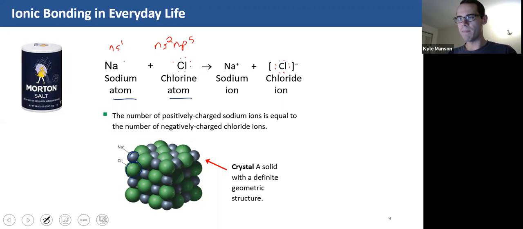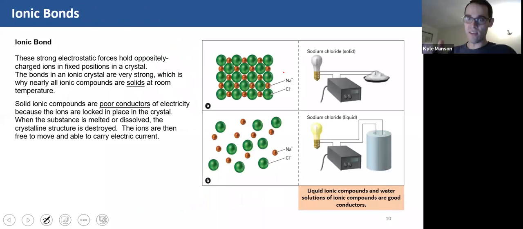And again, this is what we're seeing here. This is ionic bonding. The sodium gives the electron to chlorine. Okay, and we're going to talk more about that as we go along. Okay, now to this slide.